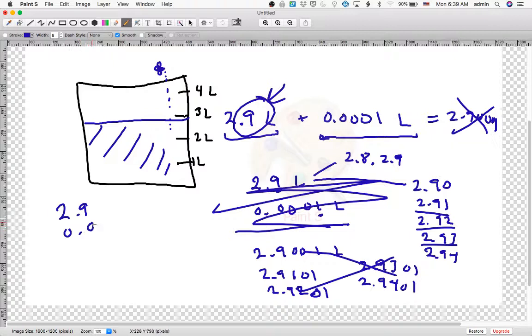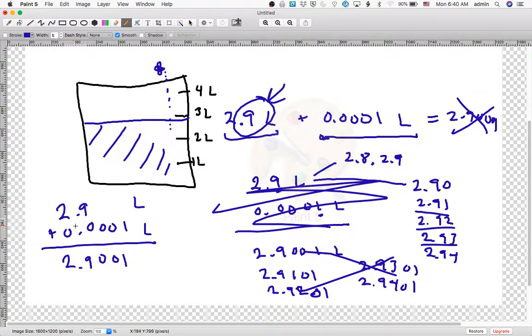2.9 plus 0.0001 in liters. If you add these together, the answer is 2.9. This is how you do it. You do the math, of course, and then you round the answer off to the least number of decimal places in the data. So here's the data.